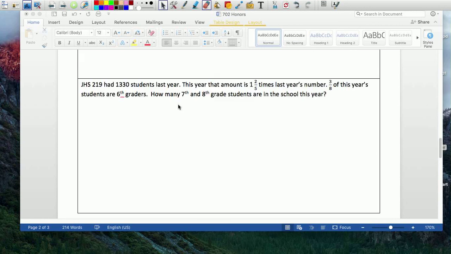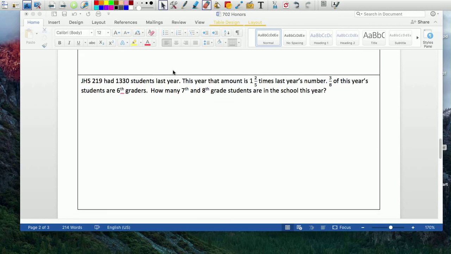La última pregunta. Junior High School 219 had 1,330. This year the amount is 1 2/5 times last year's number. So definitely it grew, right? And then 3/8 of this year's students are 6th graders. How many 7th and 8th graders are in the school this year? Ugh, these questions.